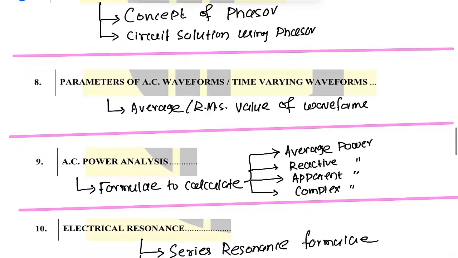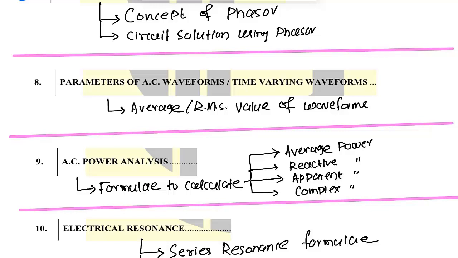Next, parameters of AC waveform and time varying waveform. Sometimes in the GATE exam, we find questions where some waveform will be given, let's say something like this. They will ask us to find its RMS value or average value. All these things you'll be learning in this topic, how to find the average value and RMS value of a waveform. And here there are two more concepts, the form factor, which is the ratio of RMS to average, and the peak factor, which is the maximum value to the average value.